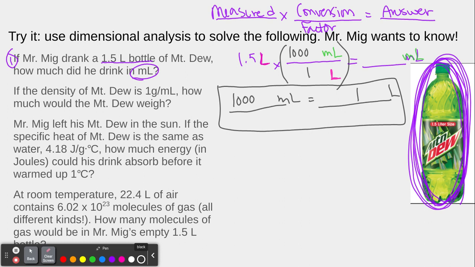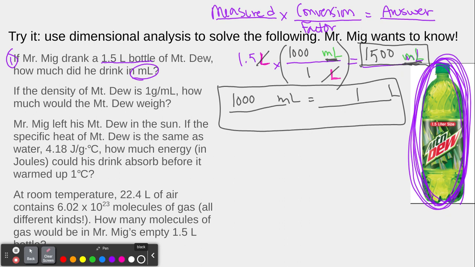Now I just plug information into my calculator and I take a look at my units. Do I have liters on top and the bottom? Yes, I do. So milliliters is going to be the only unit that's left, and that's what I want to be left over in the end. And then I do 1.5 times 1,000 divided by 1, and I get 1,500. That is our answer, and we set it up using dimensional analysis.